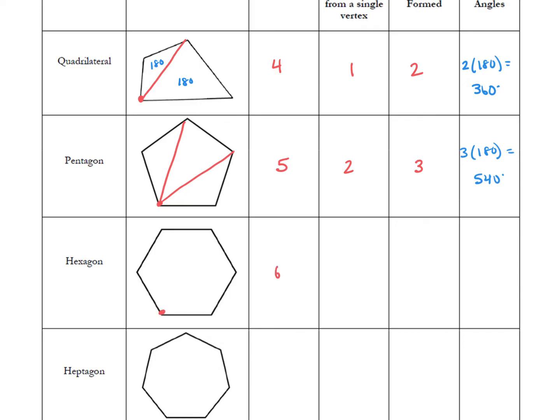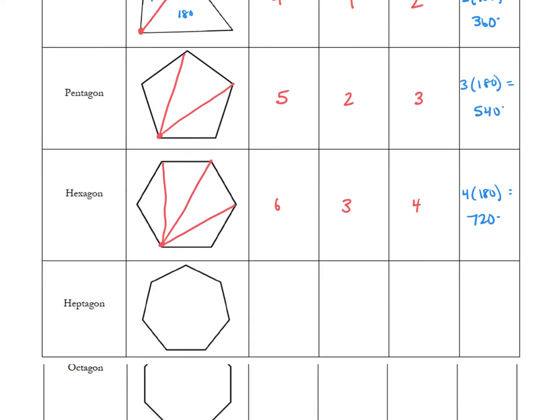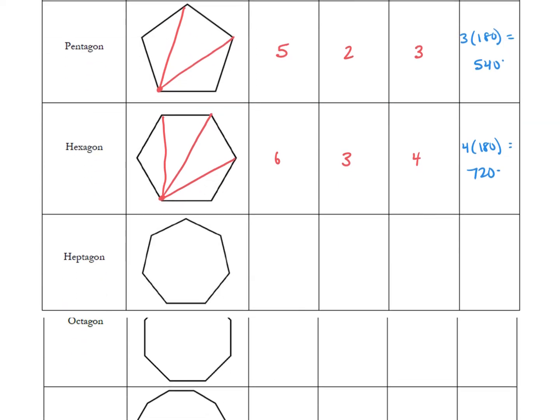All right, a hexagon has 6 sides. Pick a vertex, draw in our diagonals. We have 1, 2, 3 diagonals we can draw in. That formed 4 triangles. So the sum of the interior angles in a hexagon is going to be 4 times 180, which gets us to 720 degrees. So are we noticing any patterns in our numbers yet? That's kind of what we're doing here, trying to discover things about these polygons.